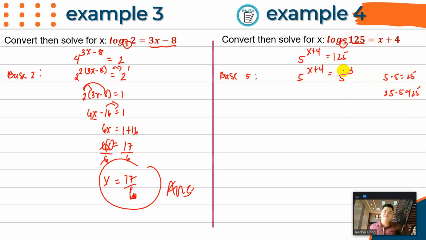So 3 times. Then after that, you can equate the exponents to solve for x. It's now x plus 4 equals 3. And then isolate x, transpose 4, it will become negative 4. Then just bring down 3. So 3 minus 4 is just negative 1, and that's already the value of x. As simple as that, no?